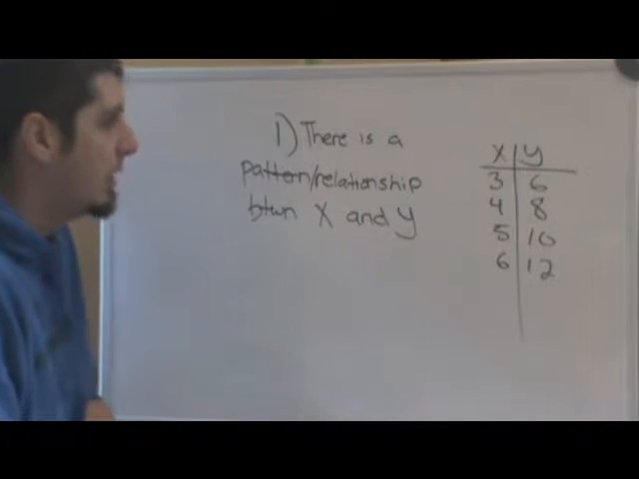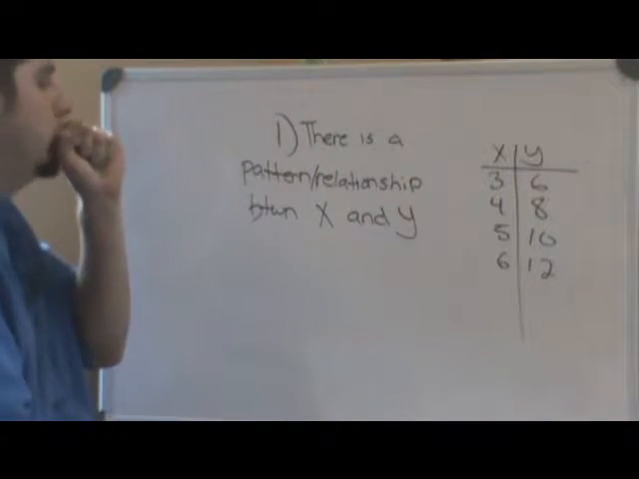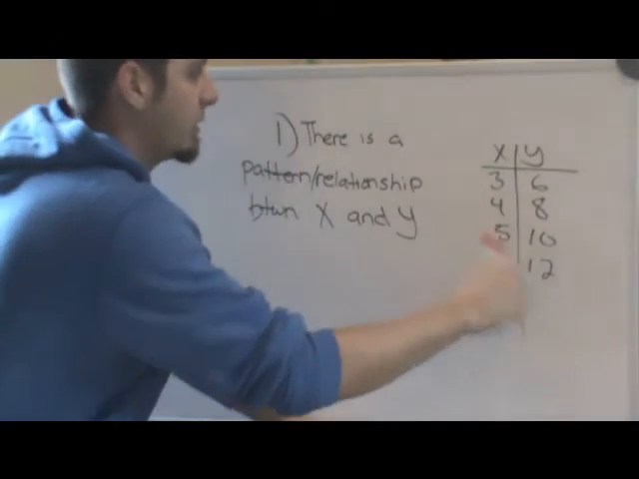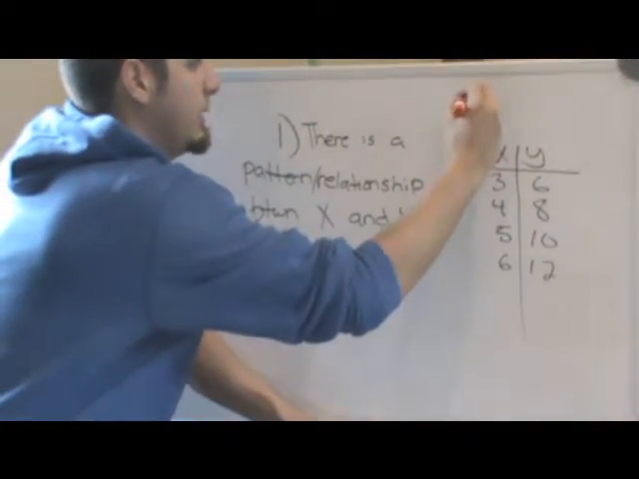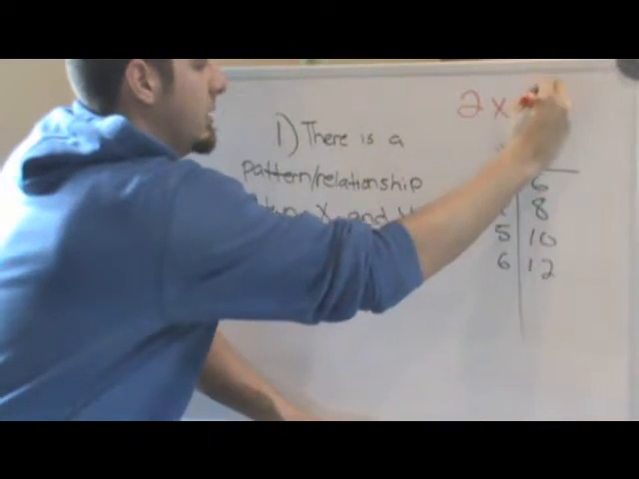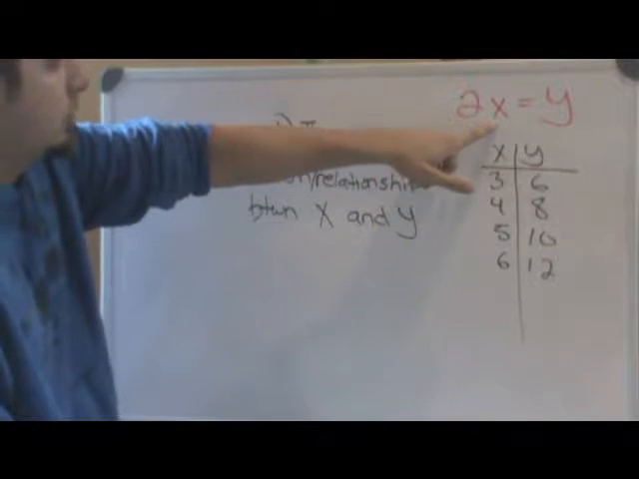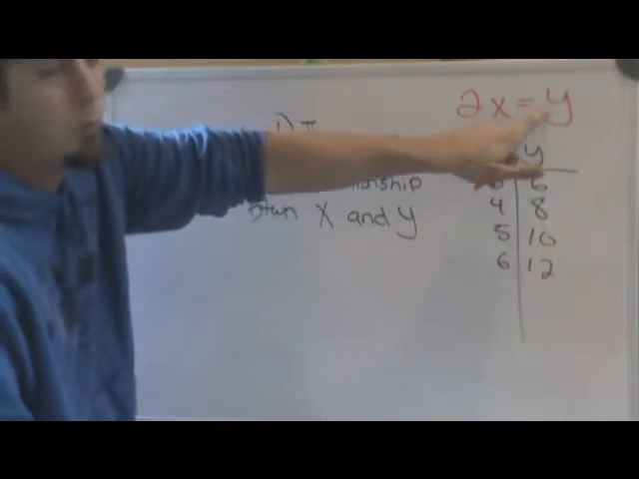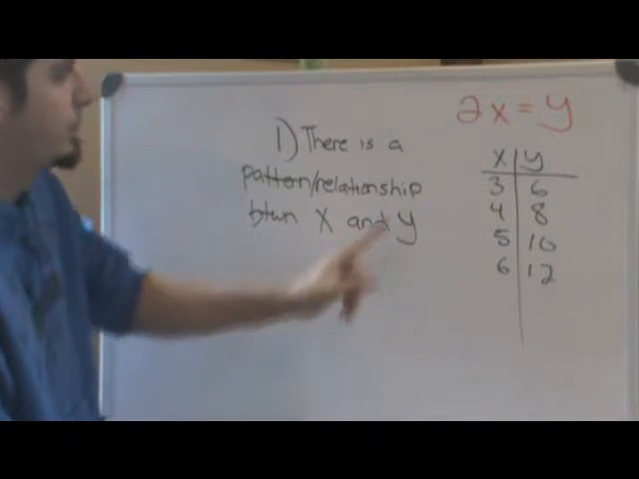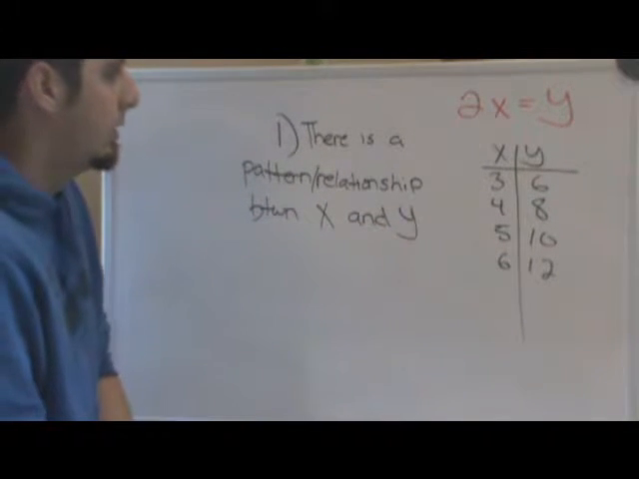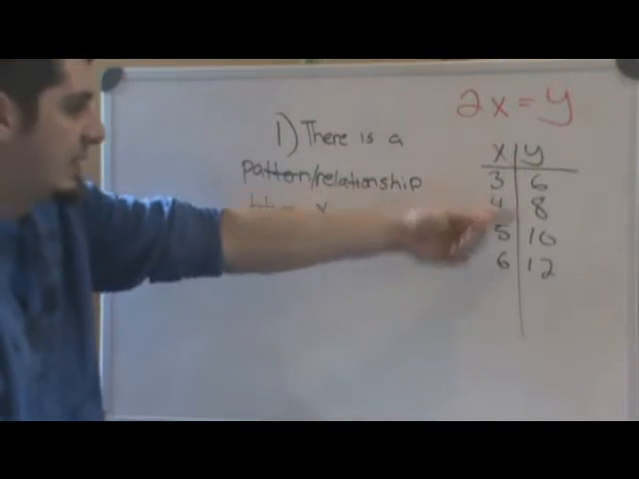Now, sometimes the pattern or the relationship between X and Y isn't very obvious. In this case it is. We have a very simple pattern. If I were to write this pattern out as an equation, it would be 2x equals y. So in other words, when I multiply the x coordinate times 2, I get the y coordinate, is what that equation is telling me.